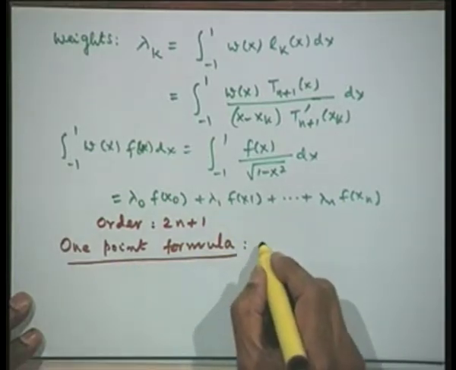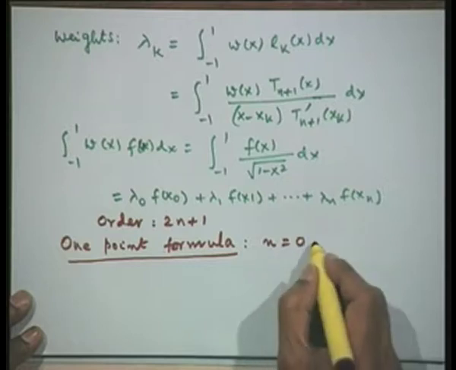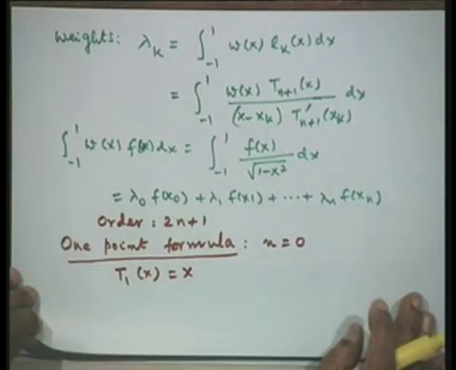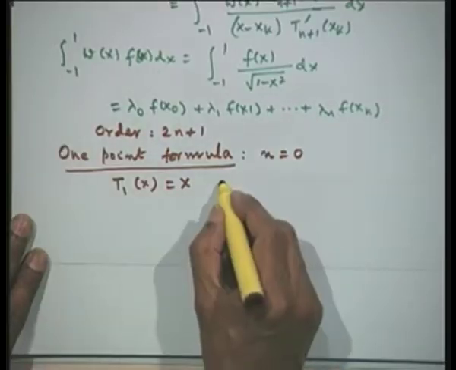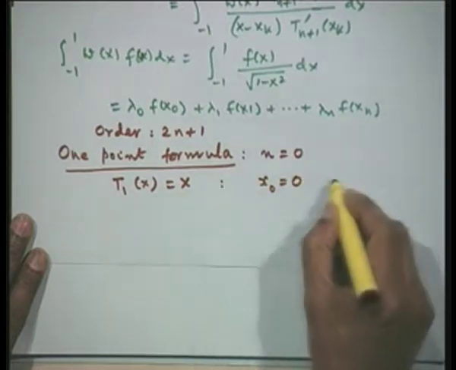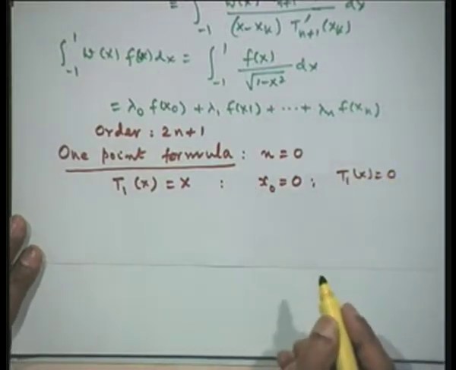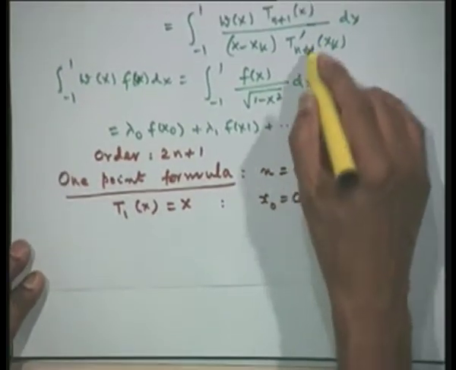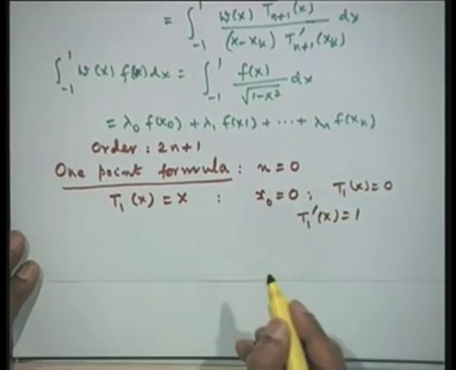In the case of the 1 point formula, we have n is equal to 0. Therefore, the corresponding polynomial will be t 1 of x is equal to x, and we need its 0. Therefore, the abscissa will be simply x 0 is equal to 0, by setting t 1 of x is equal to 0. I need the derivative here for the weight. So, let us differentiate this: t 1 dash of x is equal to 1. So, its derivative is only 1.